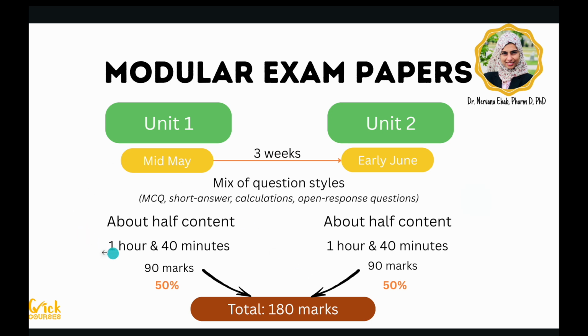However, the modular is 1 hour and 40 minutes. Still long, but it's not 2 hours. So it's much better, and they're divided equally. Both of them are 1 hour and 40 minutes, and each of them contributes 50%: 90 marks and 90 marks. Again, the total is 180. So either way, the total is 180.